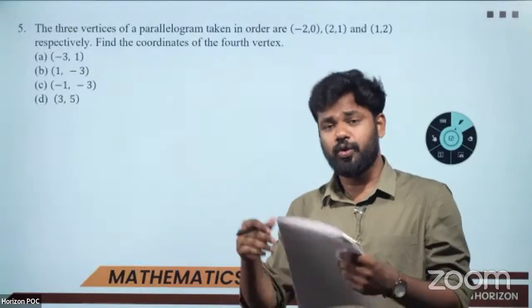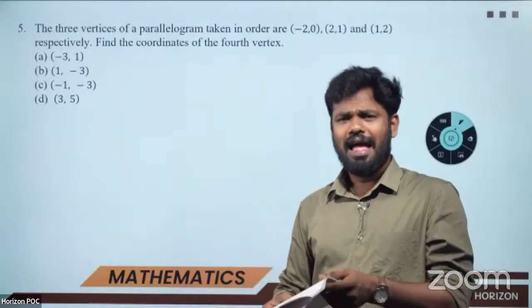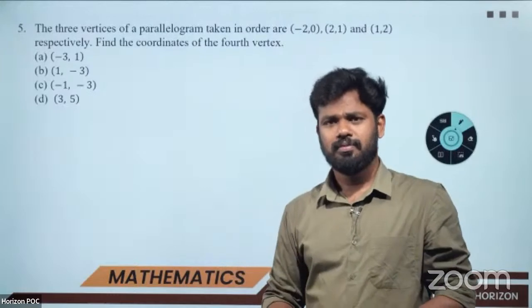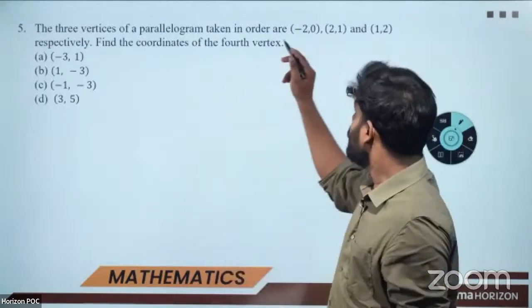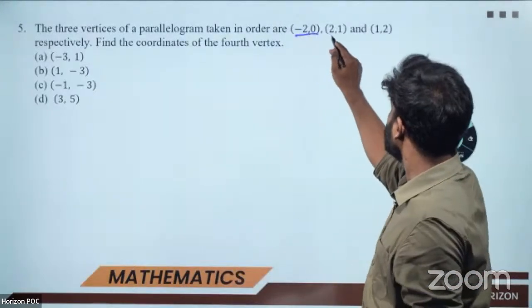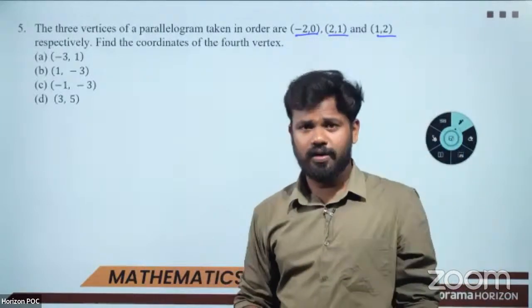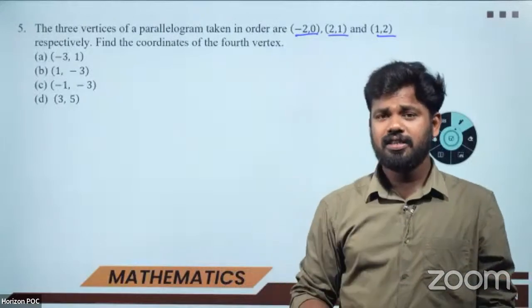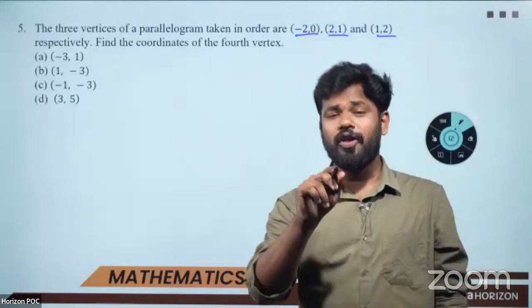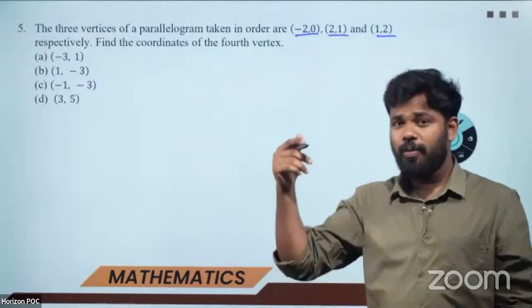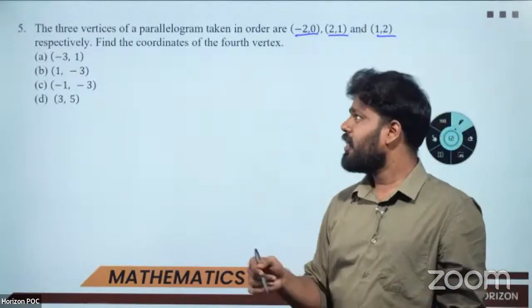And when you don't know the 4th vertex, which chapter does it come from? Anyway, these are coordinates, right? You have the coordinates -2, 0, 2, 1, and 1, 2. So this can be from which chapter? Coordinate geometry, where you have the section formula and the distance formula, along with the midpoint formula also, right? So you have different formulas in that particular chapter.